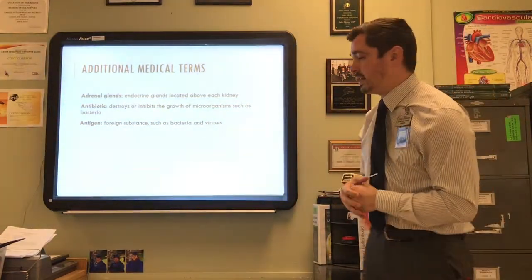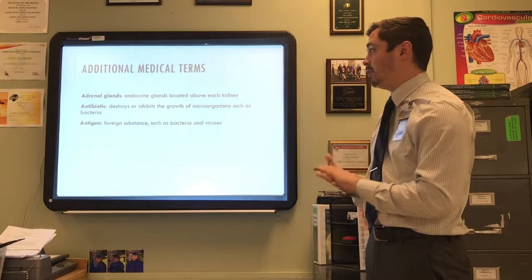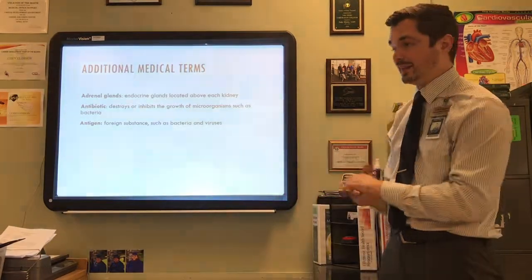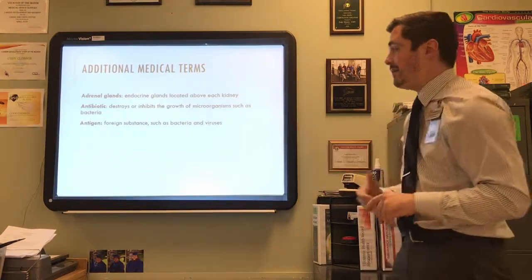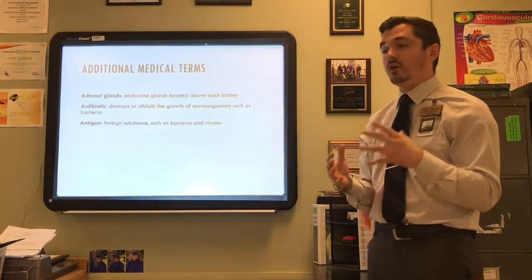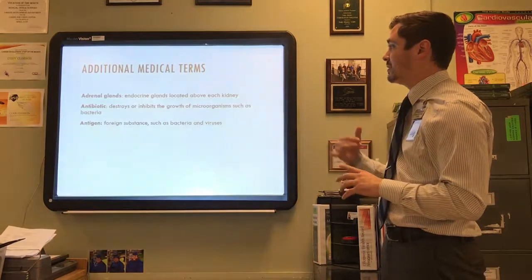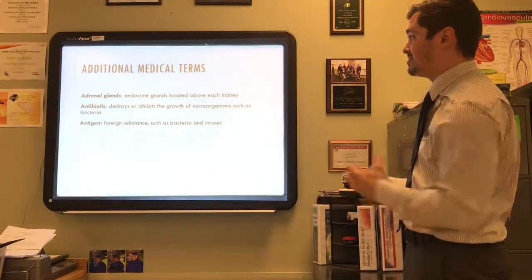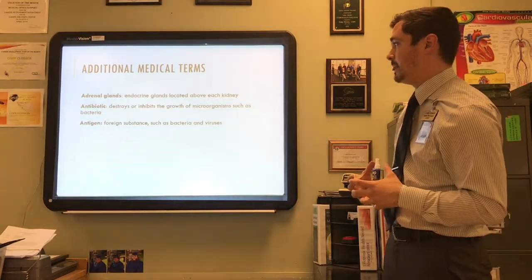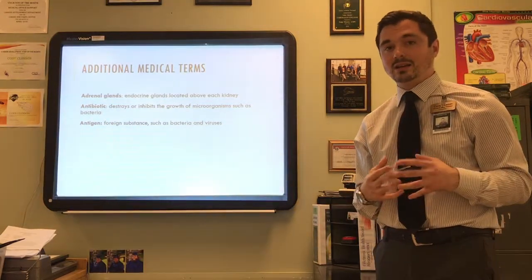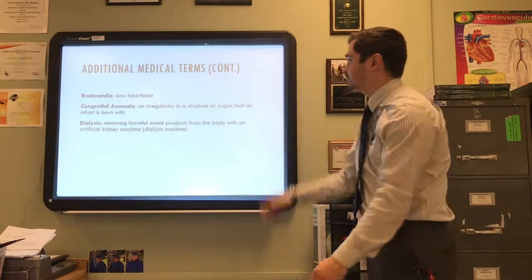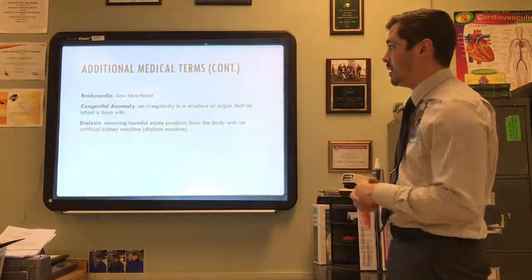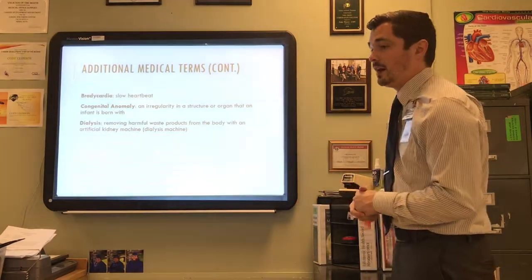So your adrenal glands are endocrine glands that are located above each kidney. What do you think they secrete? Adrenaline, okay? Adrenal, adrenaline. Antibiotics destroy or inhibit the growth of microorganisms such as bacteria, and antigens are foreign substances such as bacteria and viruses. So antibiotics are going to fight antigens. Here we go, bradycardia. I gave you an example of that earlier. It means a slow heartbeat or a slow heart rate.